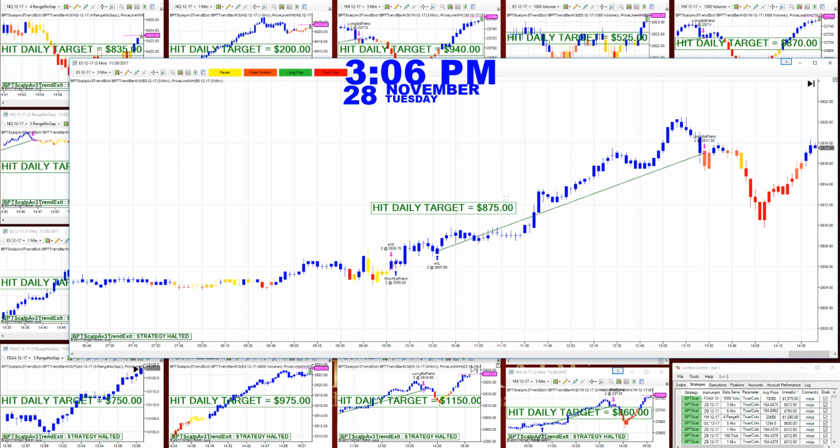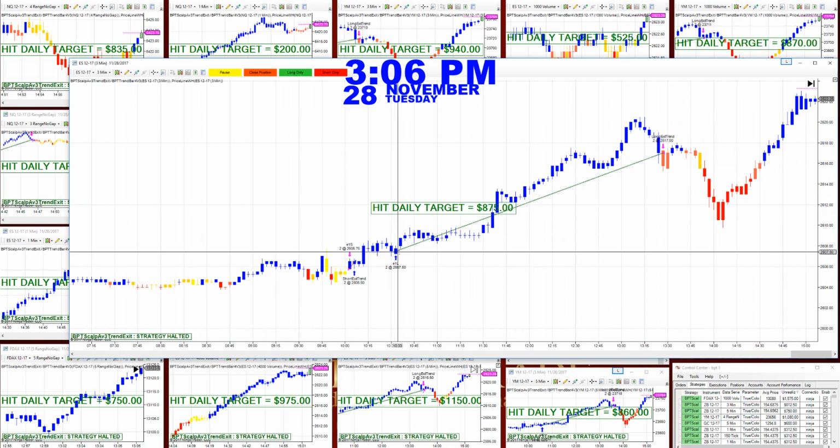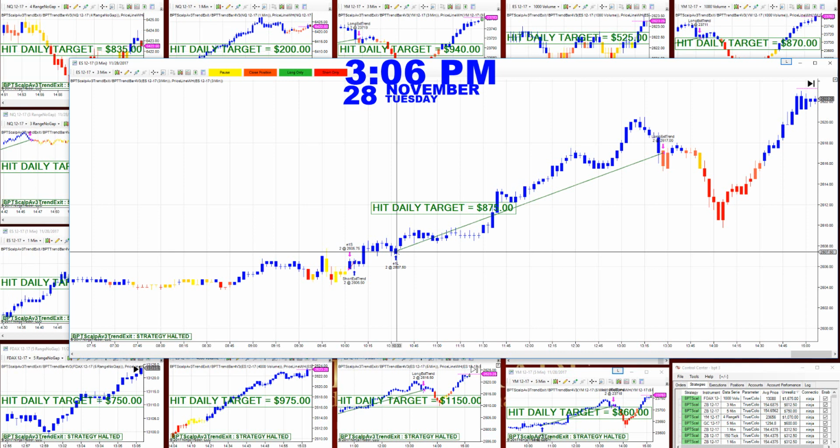So we have a commission plus $12.50 in slippage, and another $12 on a different market, NASDAQ $5 or $10, doesn't matter. So the average cost for you to take that trade is going to be around 25 bucks. Commission and slippage per 1 trade is going to be around $25.